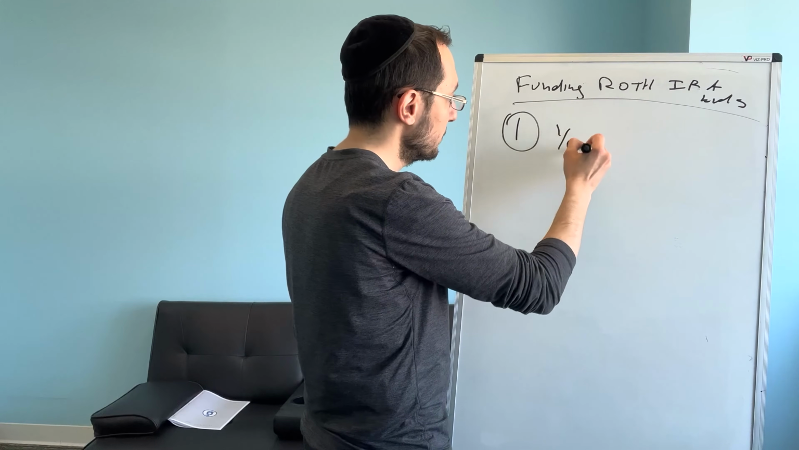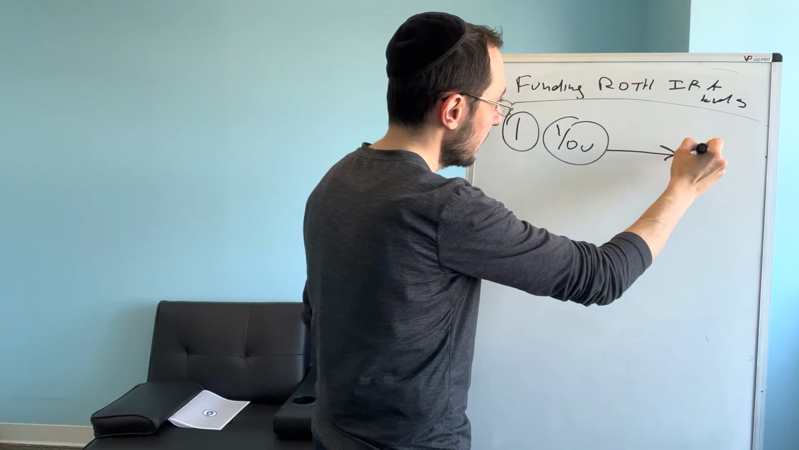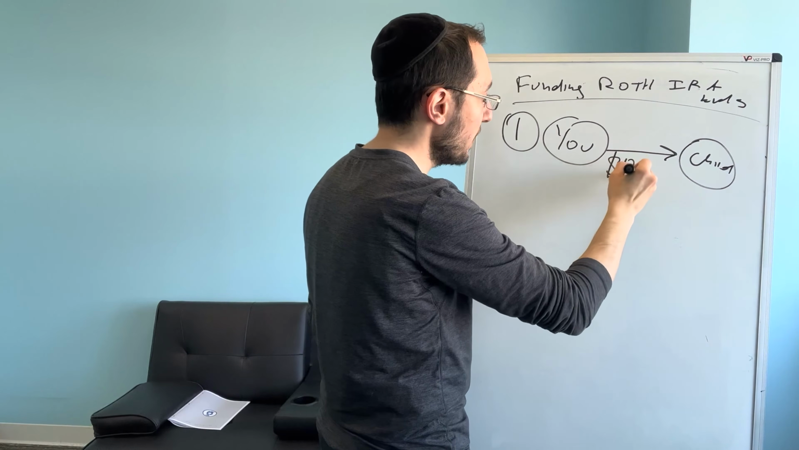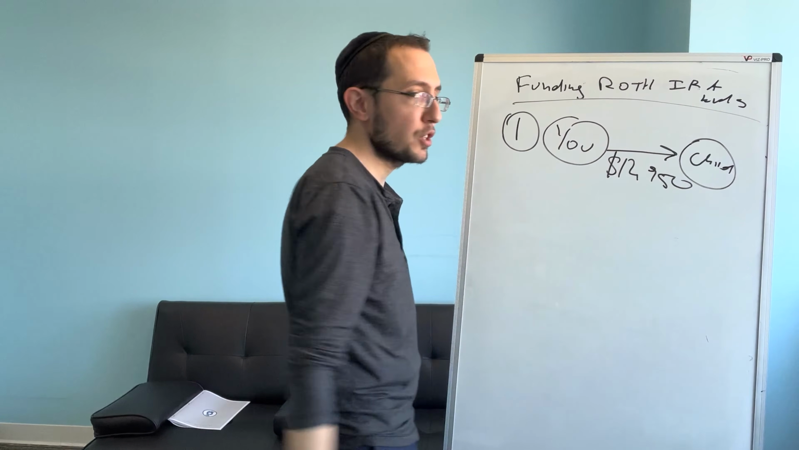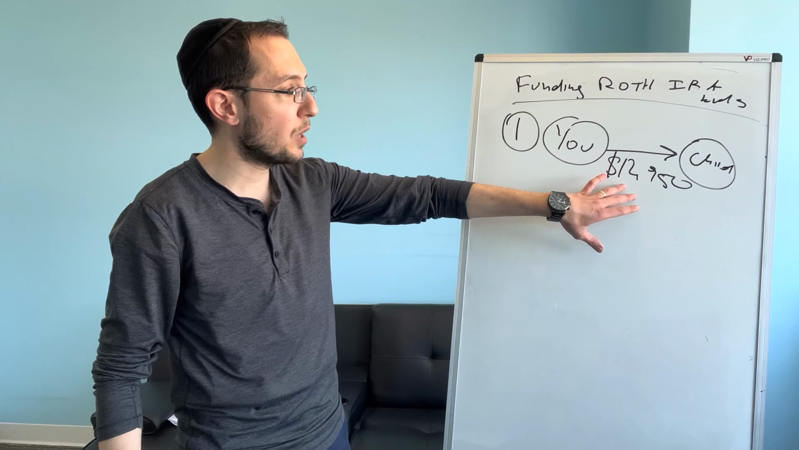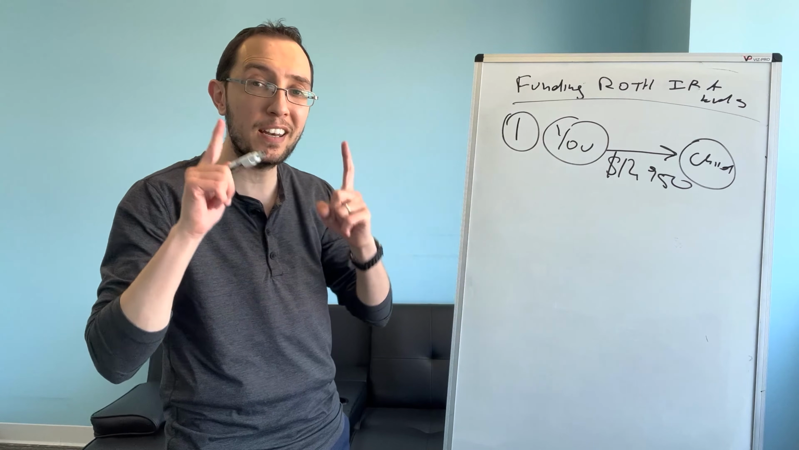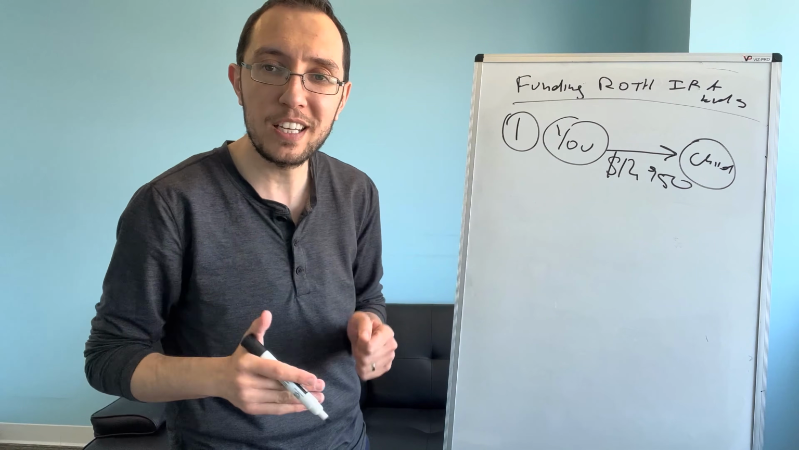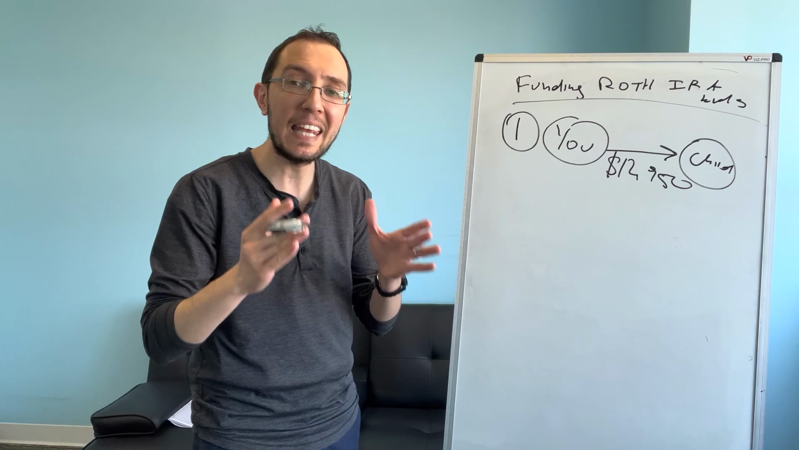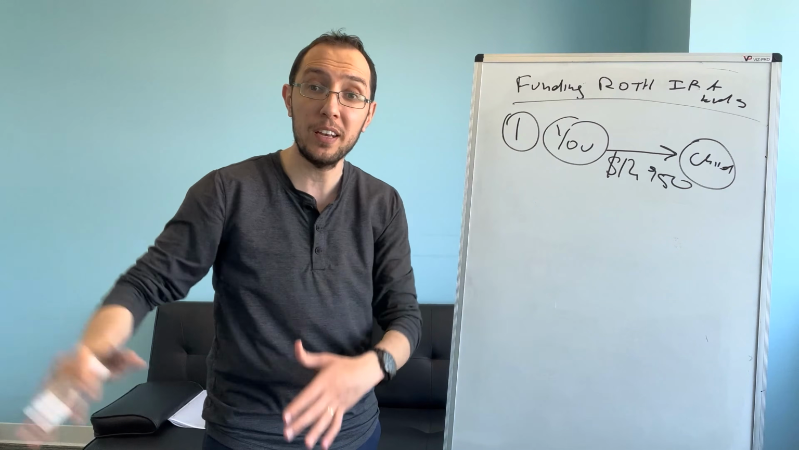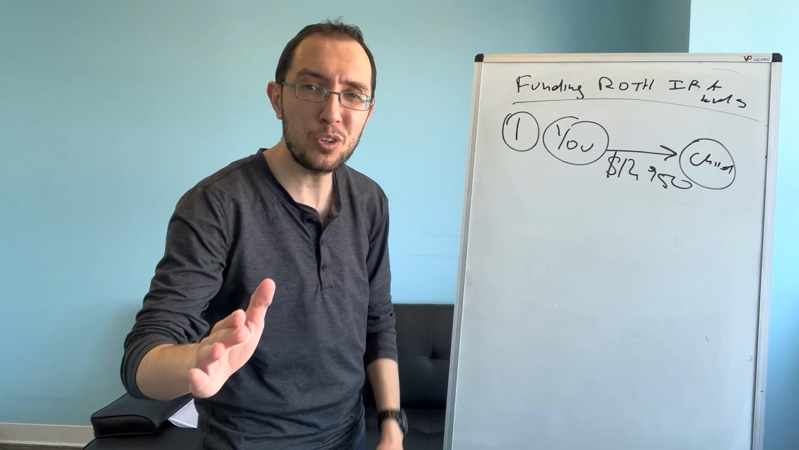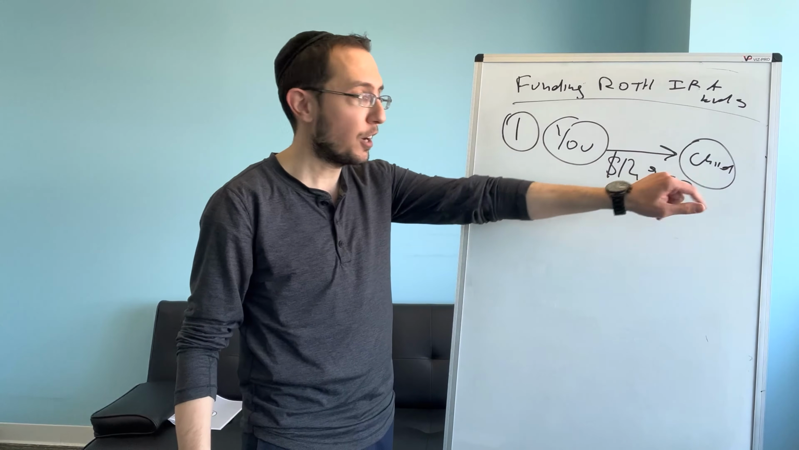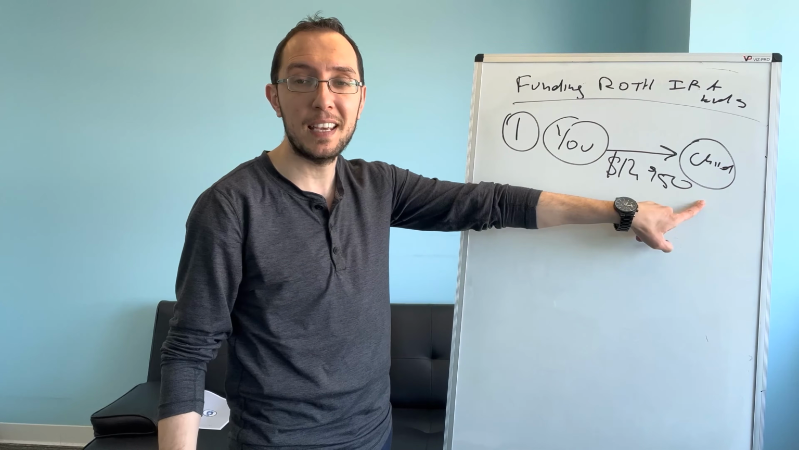So this is you, and this is your child. You can pay your child up to $12,950. Now, why $12,950? This is the 2022 standard deduction for an individual. That means any person in America can work and earn up to $12,950 and not pay any income tax on it if they didn't have any other income. Basically, the government says, hey, make up to 13 grand, don't pay any tax on it. Whoa, that means your child can earn $12,950 and not pay any income tax on it.